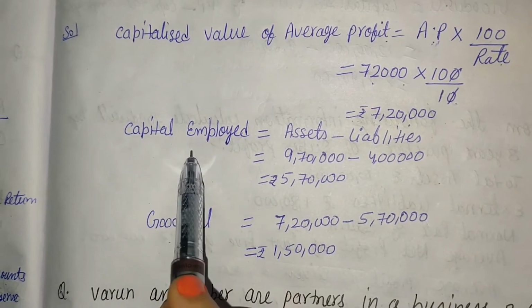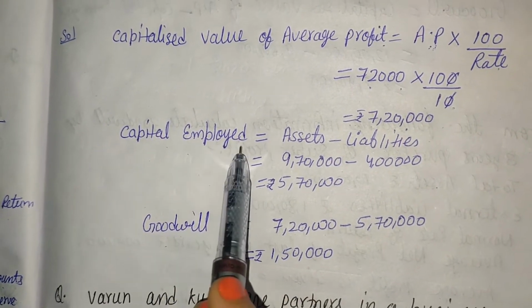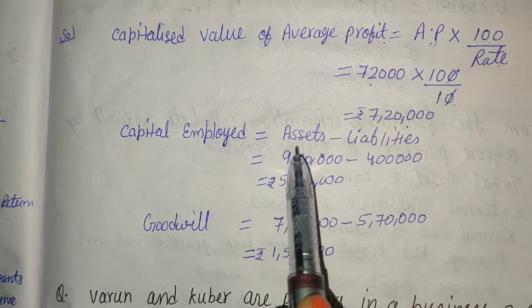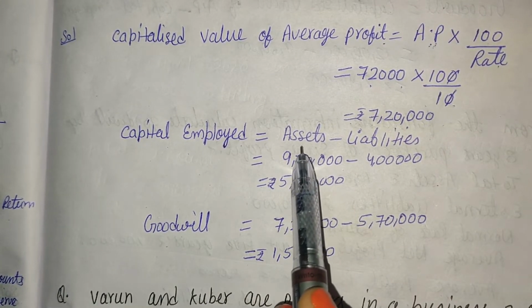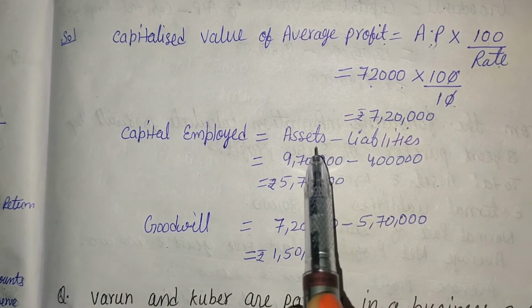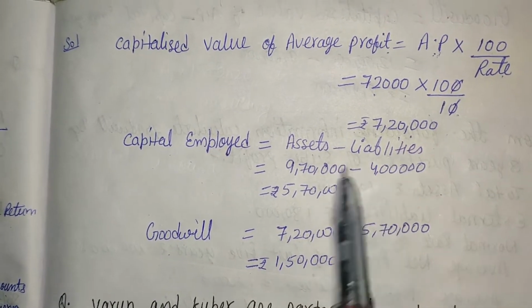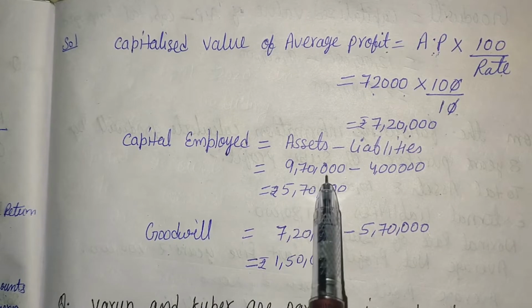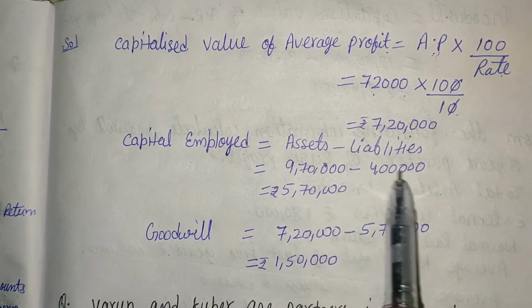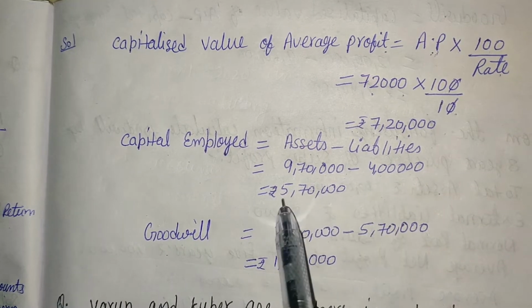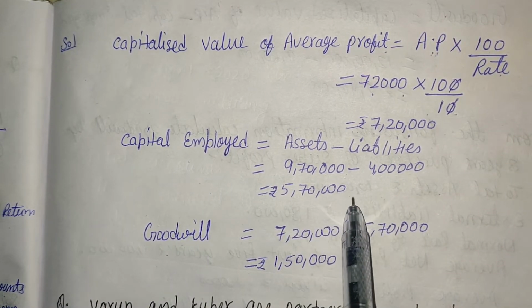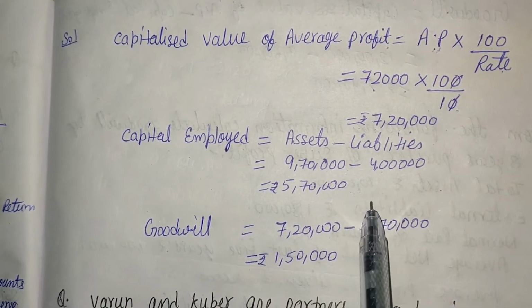Now come to the second step, that is capital employed. For the formula of capital employed, we can apply the first formula because here assets and liabilities are given. So assets minus liabilities. Assets are given in the question, that is 9,70,000, minus liabilities, which are also given in the question, that is 4 lakh. After that we get 5,70,000. That is the second step.